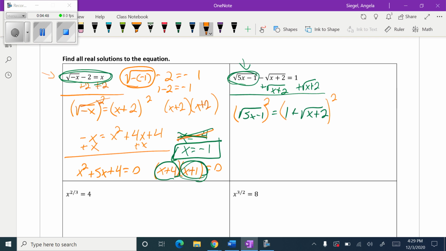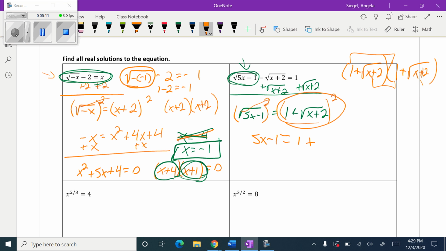What happens over here is it becomes yucky. This becomes 1 plus square root of x plus 2, times 1 plus square root of x plus 2. So there's a lot going on here. Over here, this just ends up being 5x minus 1. But over here, I have 1, and then plus 1 square root of x plus 2, plus 1 square root of x plus 2 is 2 square root of x plus 2. And then plus this times this is x plus 2.